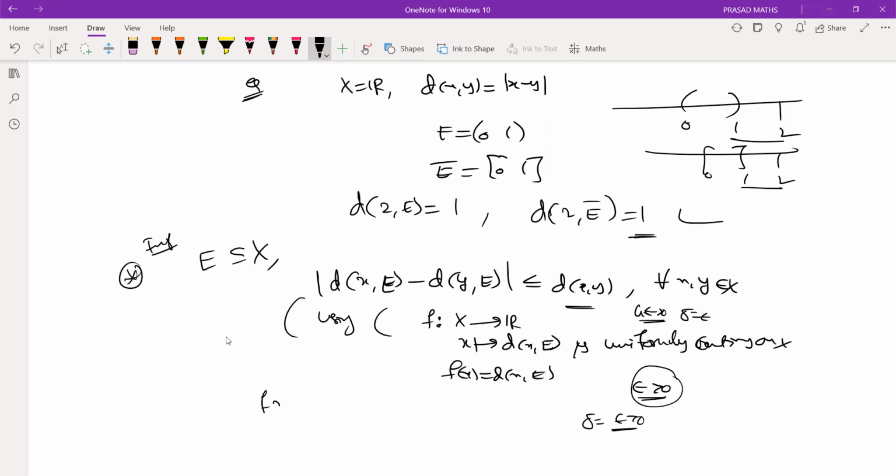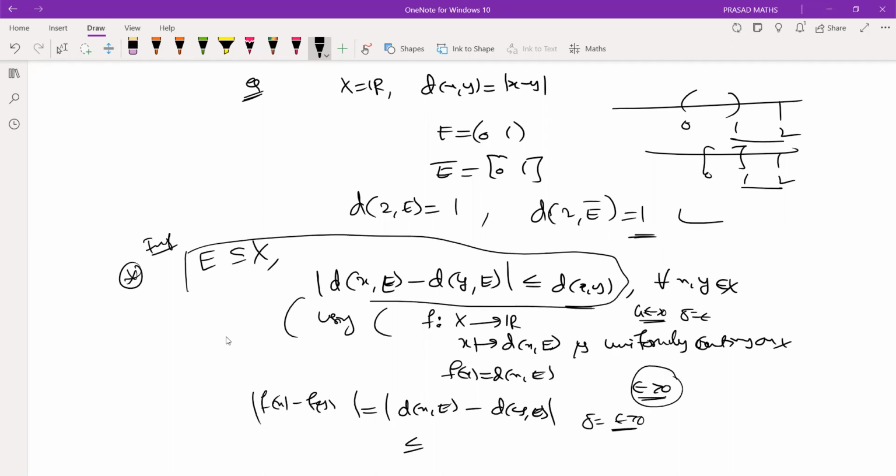So therefore, f(x) minus f(y) is nothing but what? Your f(x) is the distance between x and E. Your f(y) is the distance between y and E. By this standard inequality, very standard inequality, this is always less than or equal to the distance between x and y. But this is less than delta whenever the distance is less than delta. But I'm choosing delta to be epsilon, right?